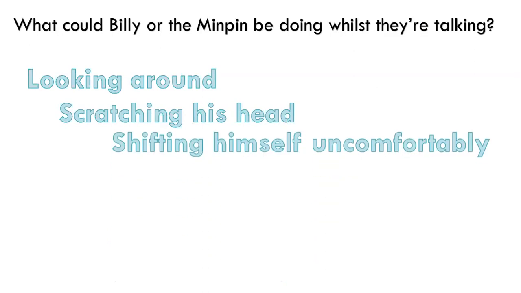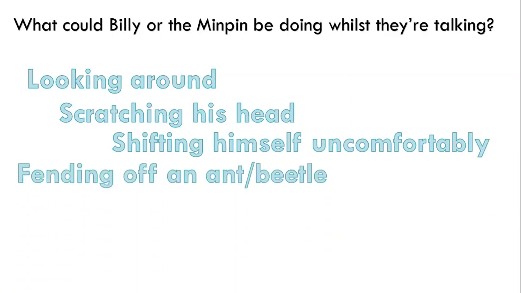We've got shifting himself uncomfortably. Like Billy, he's sat on this hard branch, so I imagine he might be a bit uncomfortable, so he might be sort of moving himself around to try and get comfortable. He might be fending off an ant or a beetle. The minpins are quite small, so I imagine if there was an ant in the tree, it might be quite big to the minpins.